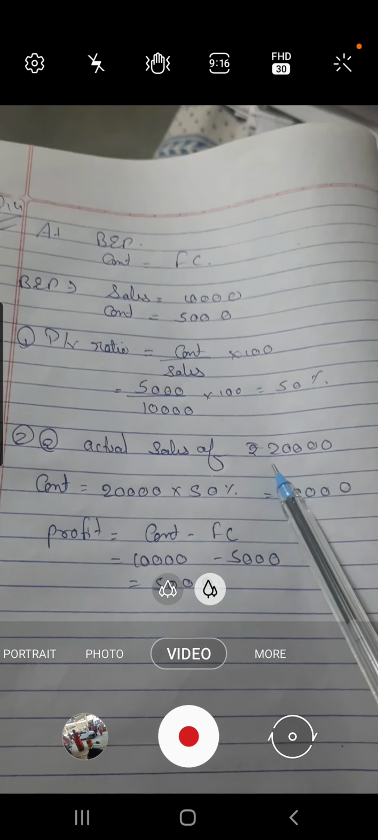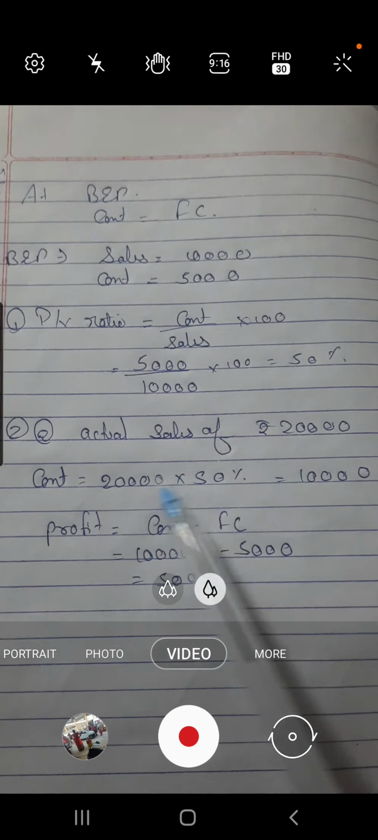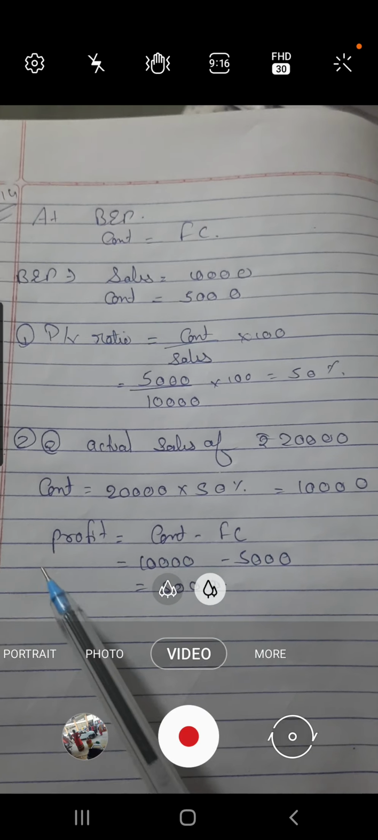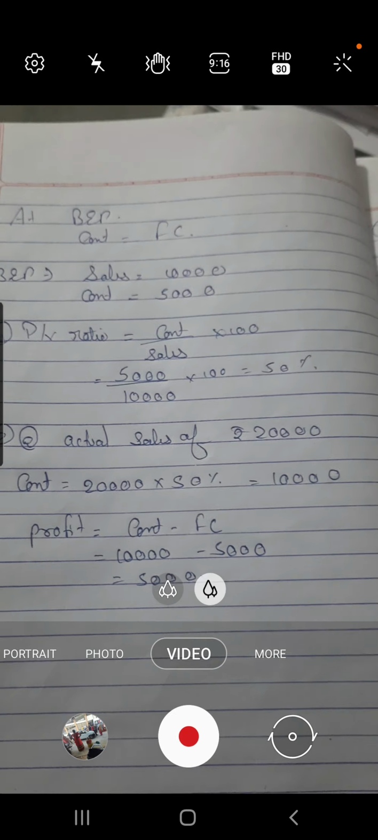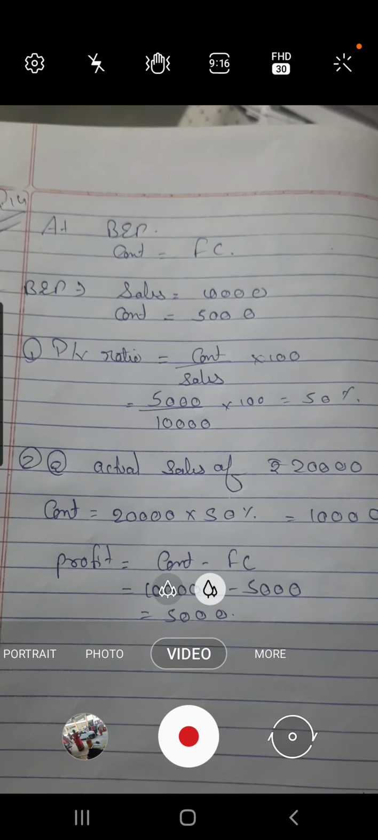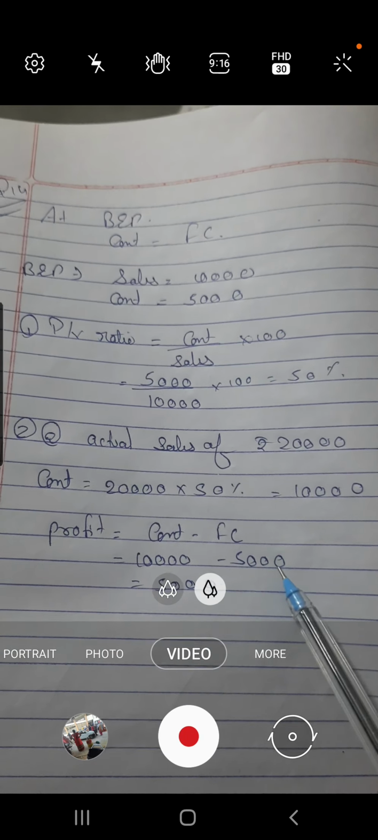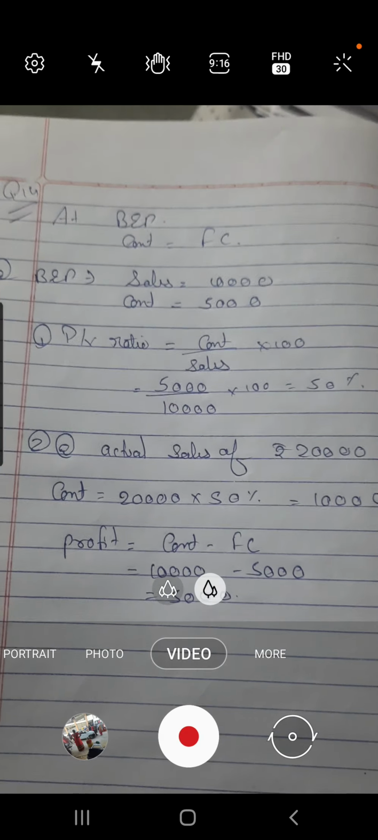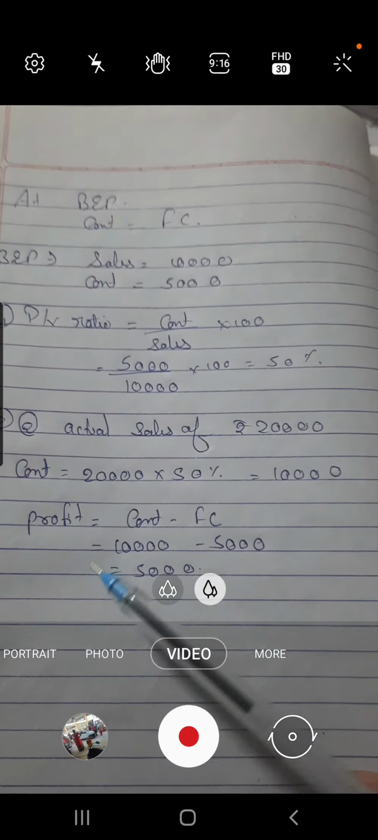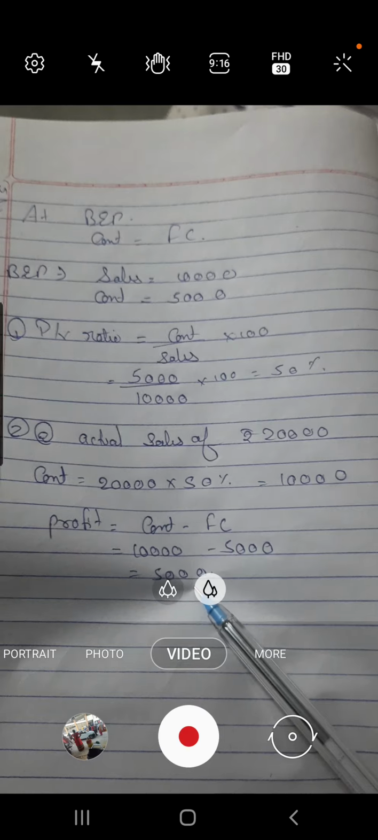Contribution at 20,000 will be the sales value into PV ratio. 20,000 into 50% will give 10,000 as the answer. And we know the formula for profit is contribution minus fixed cost. So when we deduct the fixed cost, which is 5,000 already given here, from the contribution, which is 10,000, we get the answer as 5,000.